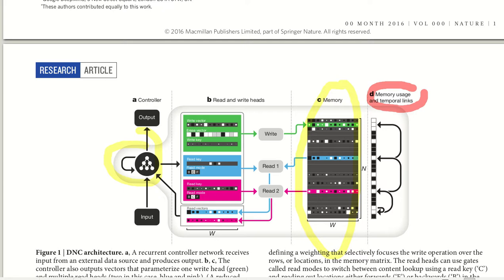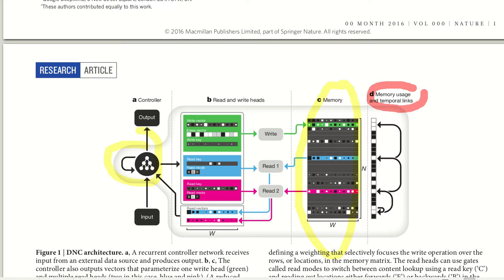Here you have the memory, which is in fact just a matrix. We have a number of columns and a size for each column. Each column is a location of the memory. Then there are some improvements introduced here in the differentiable neural computer: memory usage and temporal links. These are the two main things introduced in the differentiable neural computer as opposed to the neural Turing machine.